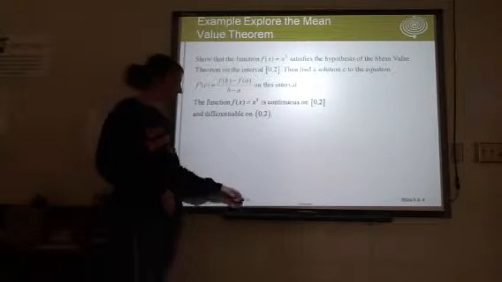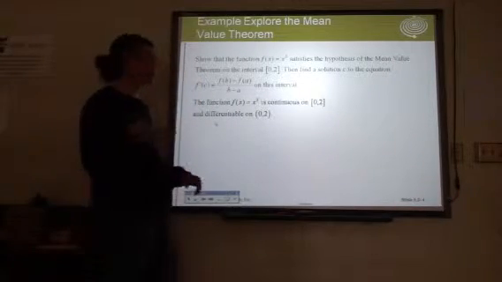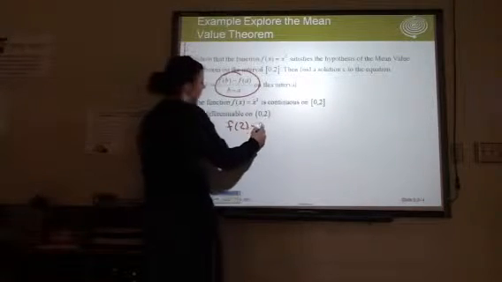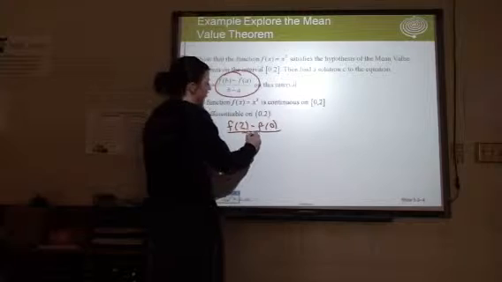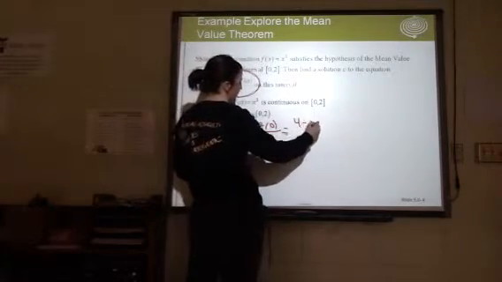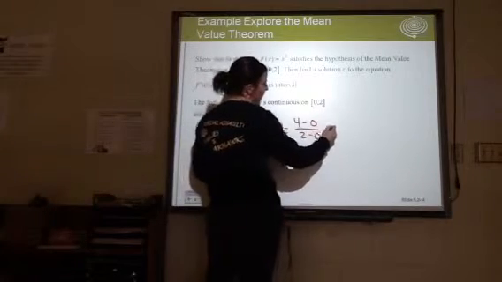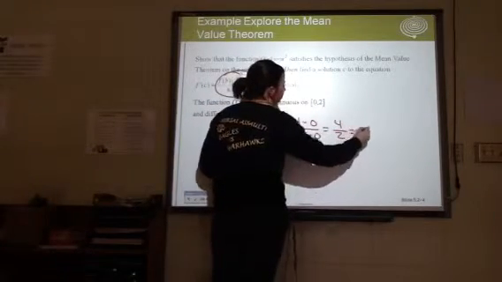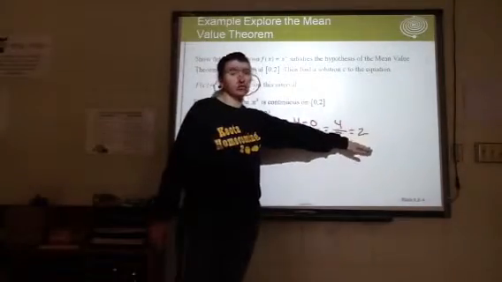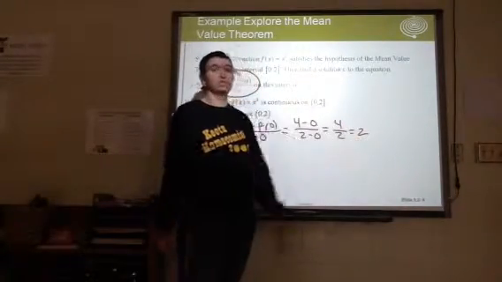Now we actually have to figure out how to get that point. So I'd probably start by doing this part of it. So I would take f of 2 minus f of 0 all over 2 minus 0. Putting that into our function, 2 squared is 4, 0 squared is 0, over 2 minus 0, that'd be 4 over 2, which is 2. So the average slope, the average rate of change of this function is 2.